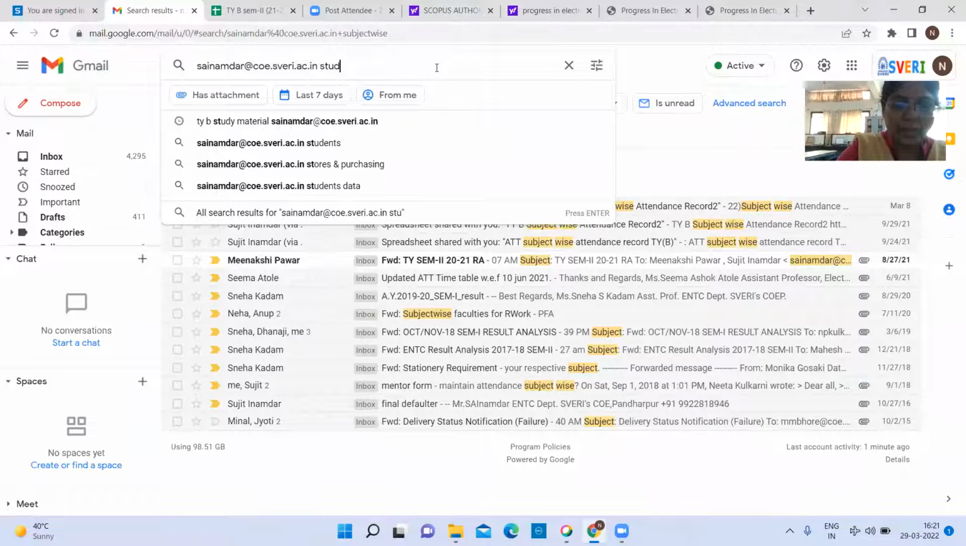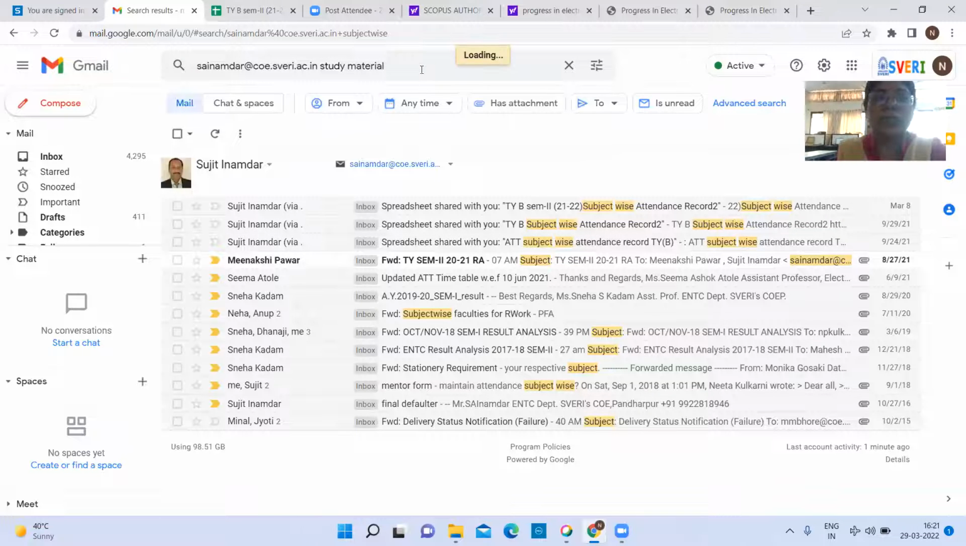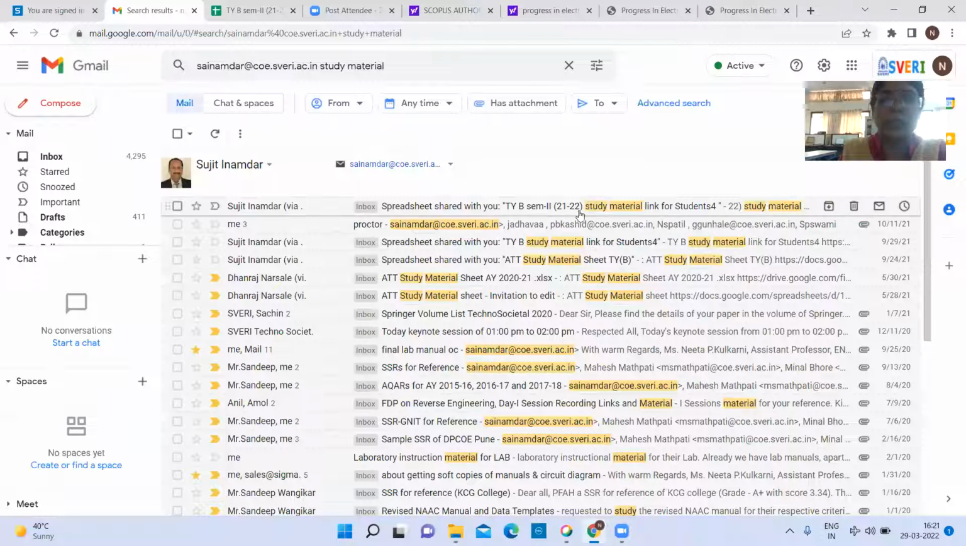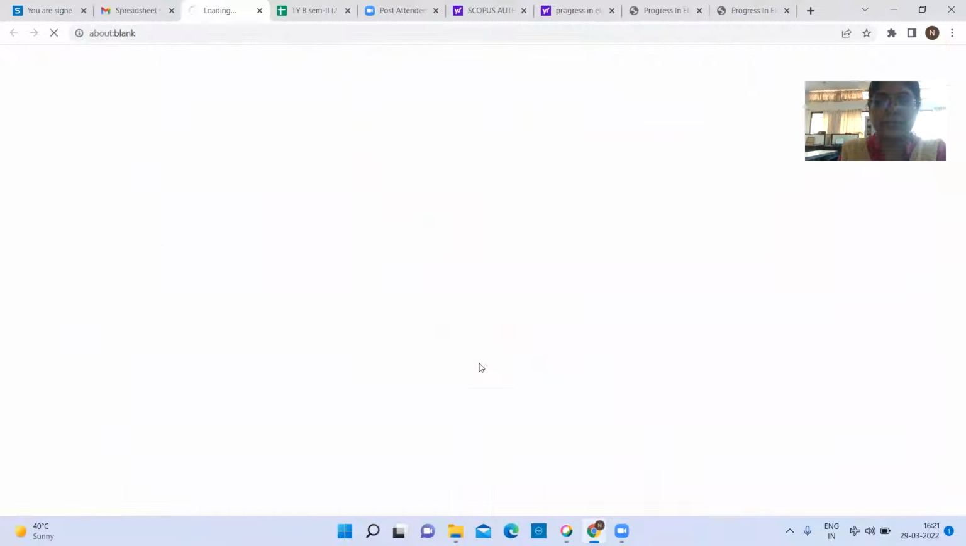So I have added the lab manual in your study material. I request all of you to go through that lab manual to understand the basic things.